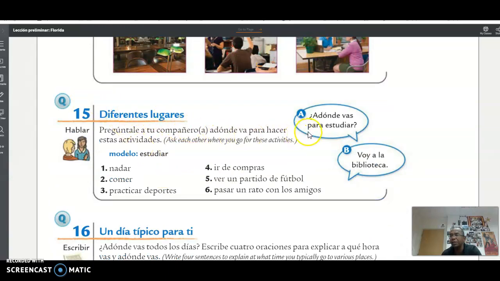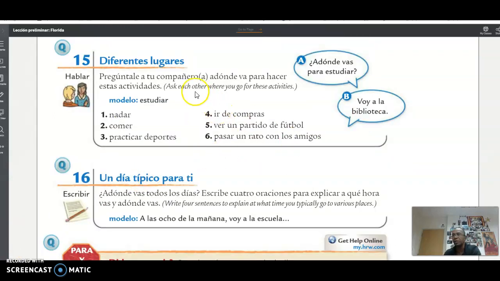This activity 15 is self-explanatory. It's a little bit of a conversation as well. In this question, you're going to ask each other, where do you go for this type of activities? For example, right here, in the model, they give you the verb, which is estudiar. So you're going to ask, ¿a dónde vas para estudiar? So you're going to use a form of the verb ir in the tú form. And the other person is going to say, voy a la biblioteca, or whatever it is that you go to study, okay? You can say, voy a mi casa, okay?